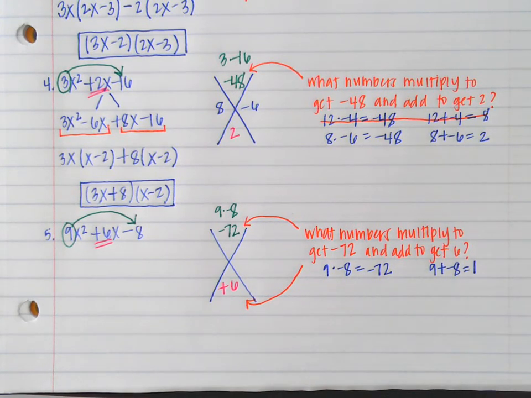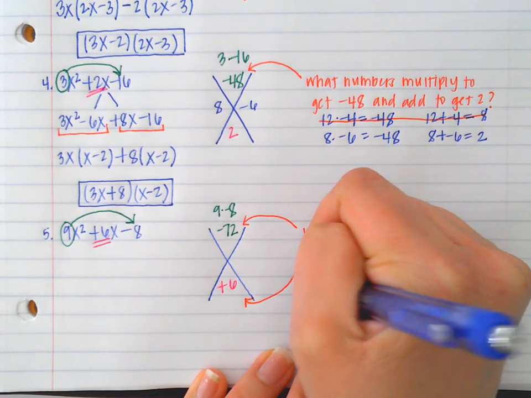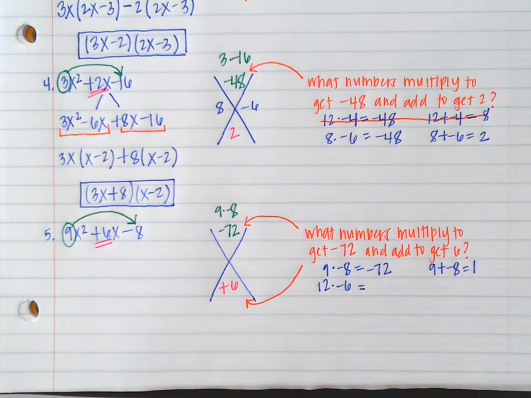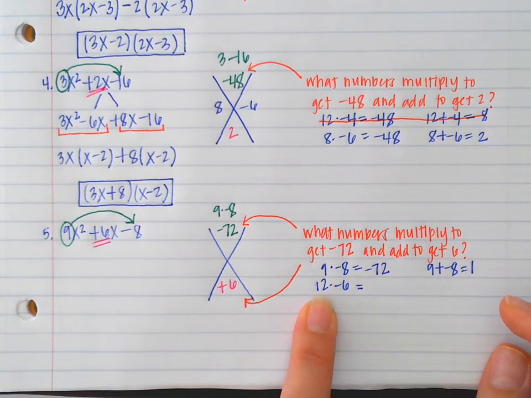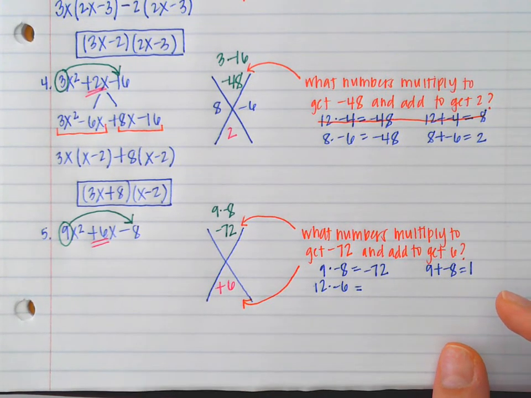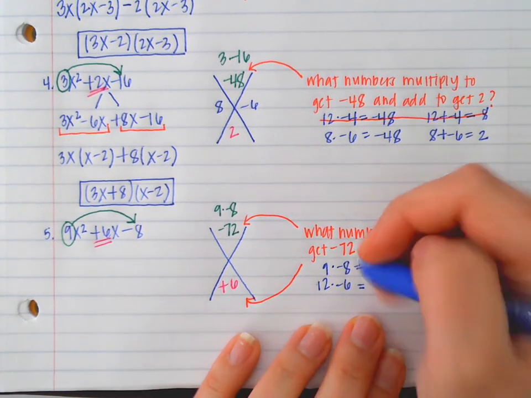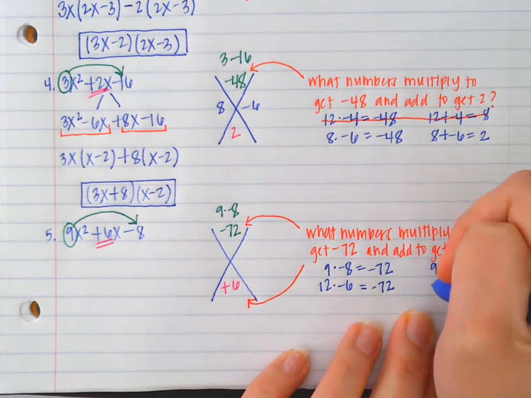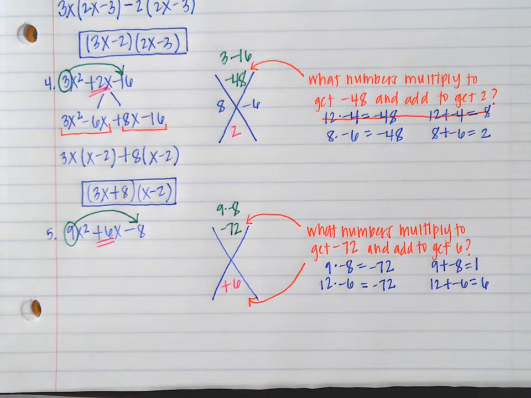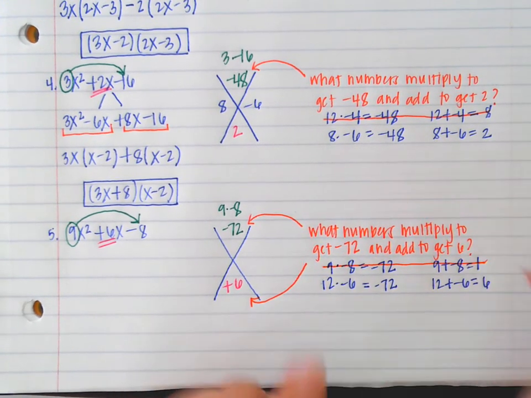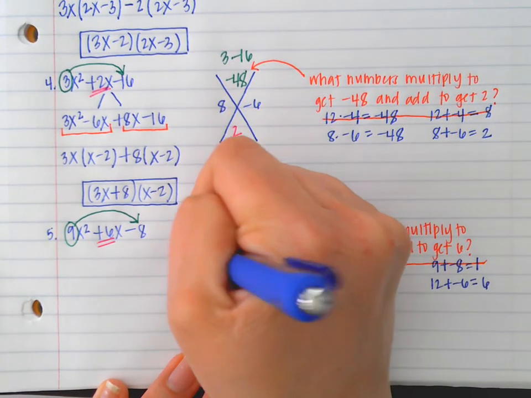I have to think about what other numbers multiply together to get me 72. Now I think, okay, what about 6? Well, let's do 12 times negative 6. And now remember with this one, same as up here, I'm making the smaller number negative and the bigger number positive because this one is adding to get us a positive number. So 12 times negative 6 is negative 72. And then what's 12 plus negative 6? Oh, that one works out. It's 6. So this one didn't work out for us, but this did. So my two numbers are 12 and negative 6.